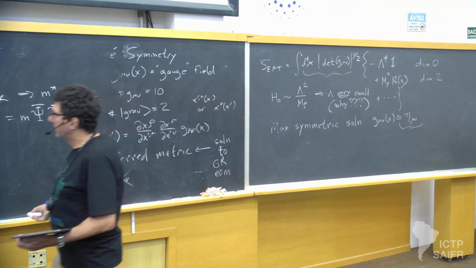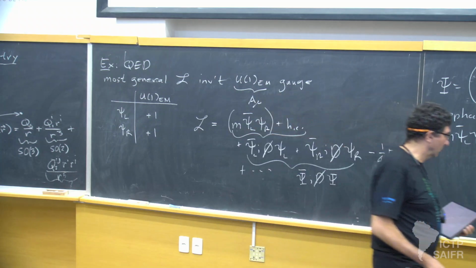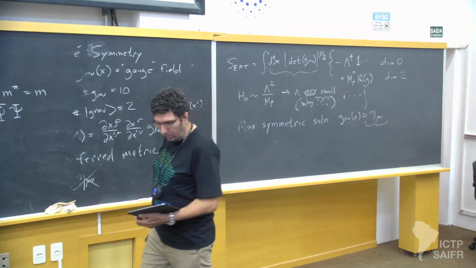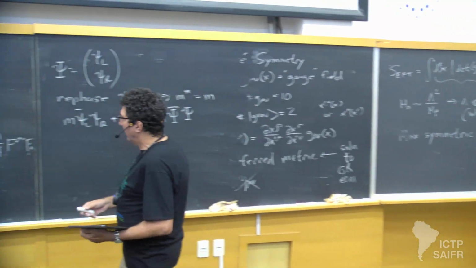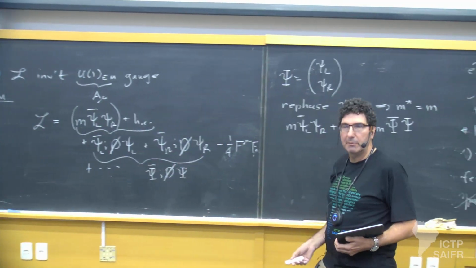Okay, so what is the deal with Dirac versus Weyl here? What's going on? Why do we have these two different languages, okay? So I claim that here I've written all the possible terms that I can up to dimension 4.